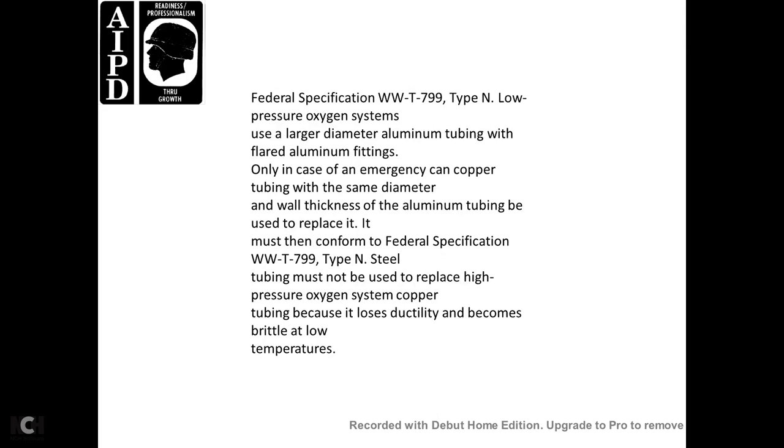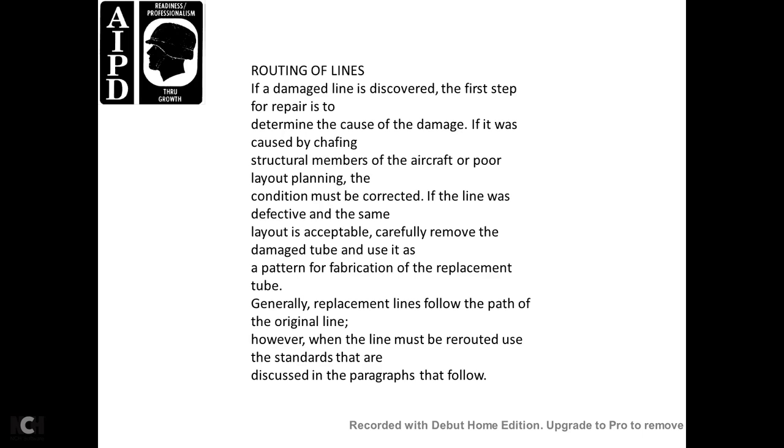Low pressure oxygen systems use large diameter aluminum tubing fitted with aluminum fittings. Only in case of emergency can copper tubing with the same diameter and wall thickness as the aluminum tubing be used to replace it. It must conform to Federal Specification WW-T-799 Type N. Steel tubing must not be used to replace the high pressure oxygen system copper tubing because it loses ductility and becomes brittle at low temperatures.